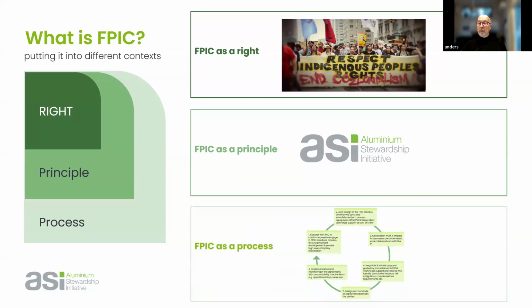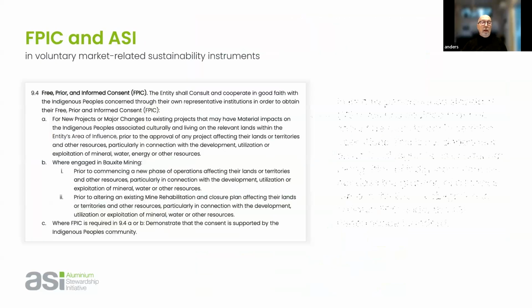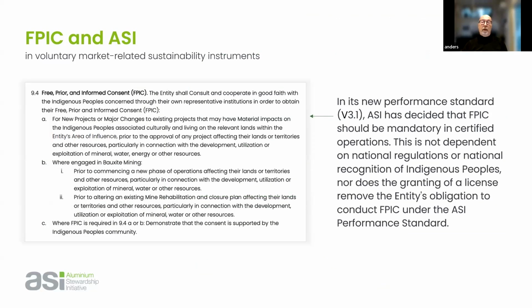FPIC as a process. FPIC can also be viewed as a process, in this case illustrated from the ASI FPIC guidance document that offers better practice engagement tools throughout the resource development cycle. This view of FPIC falls in line with the human rights-based principle of participatory decision-making. In its new performance standard, ASI in version 3.1 has decided that FPIC should be mandatory in certified operations. This is not dependent on national regulations or national recognition of Indigenous people, nor does the granting of a license remove the entity's obligations to conduct FPIC under the ASI performance standard.